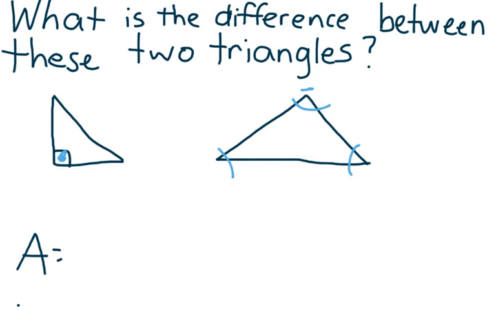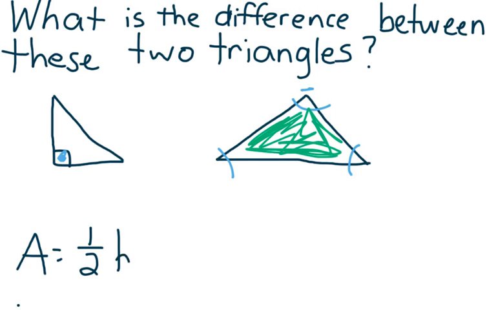Who can recall what the formula is for finding the area of the triangle? And remember, area is when you're finding everything inside the shape. Okay, so what is the formula for area? The formula for area is 1/2 of the base times the height. Another word for height would also be altitude.